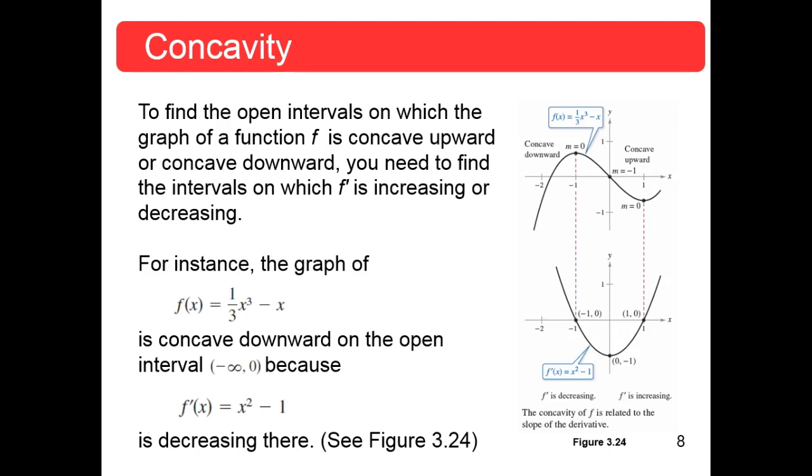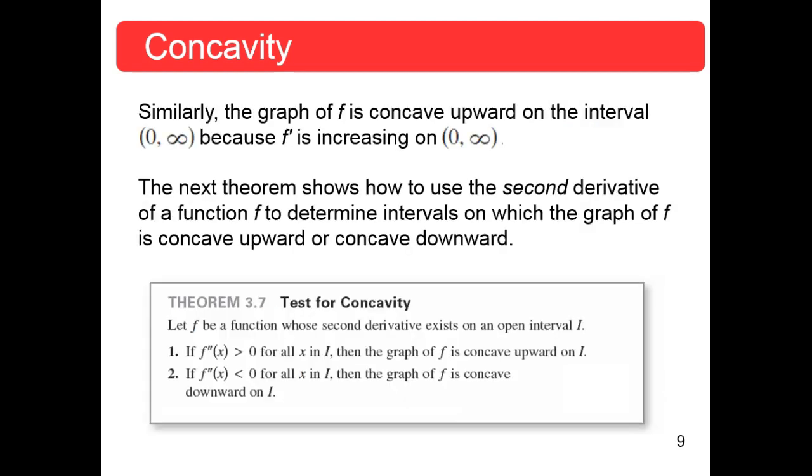Now, what they did based on the graph, okay, they didn't do any analysis of this, they just based it on the graph. Looking at the graph of that, it's decreasing from negative infinity to 0. All right. Similarly, the graph of f is concave upward on the interval from 0 to positive infinity, because at that point, its first derivative is positive. Okay? So therefore, the first derivative is increasing from 0 to positive infinity.